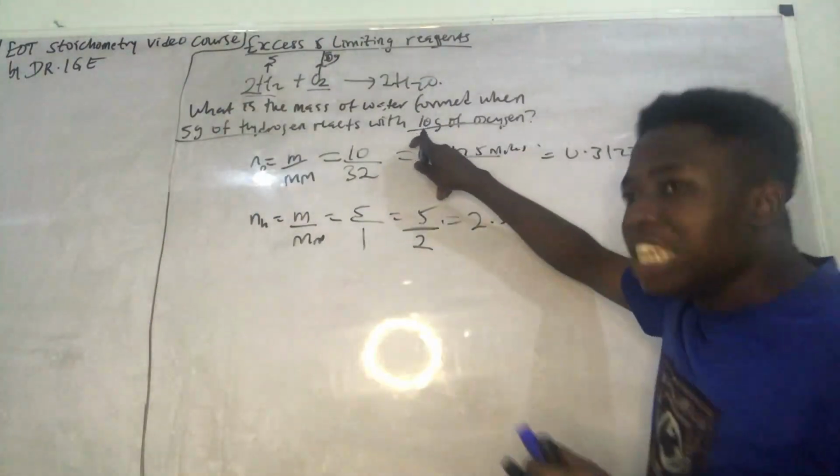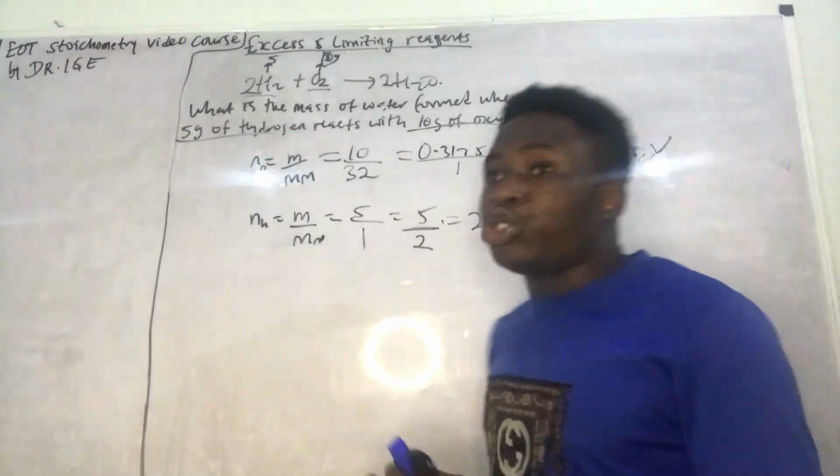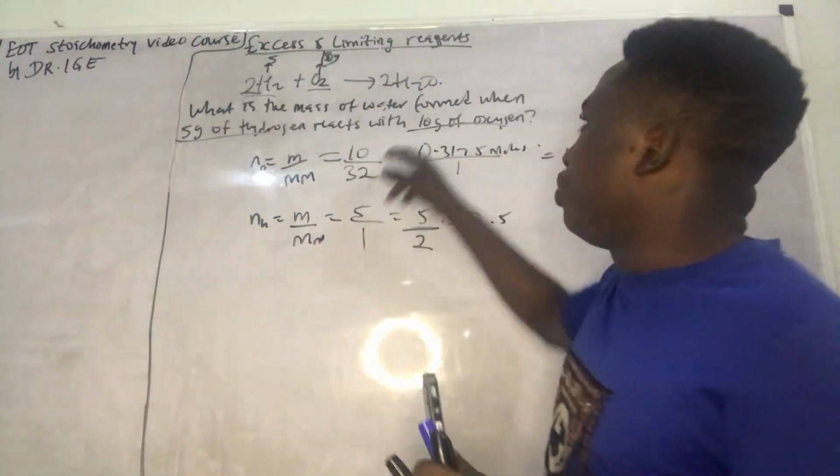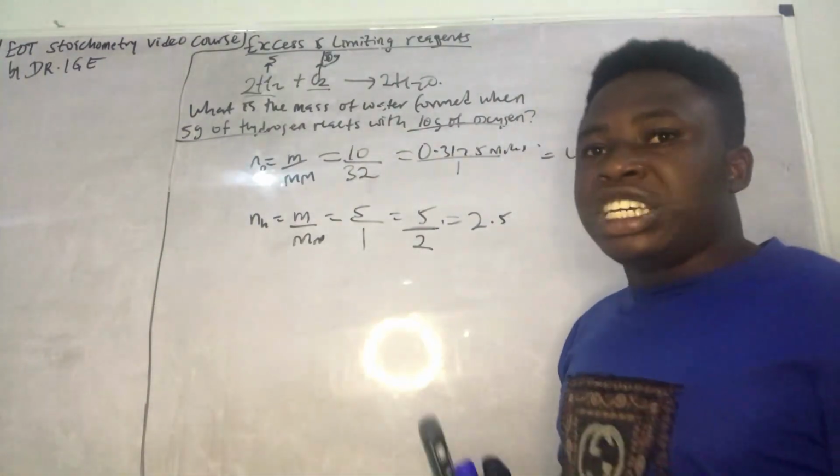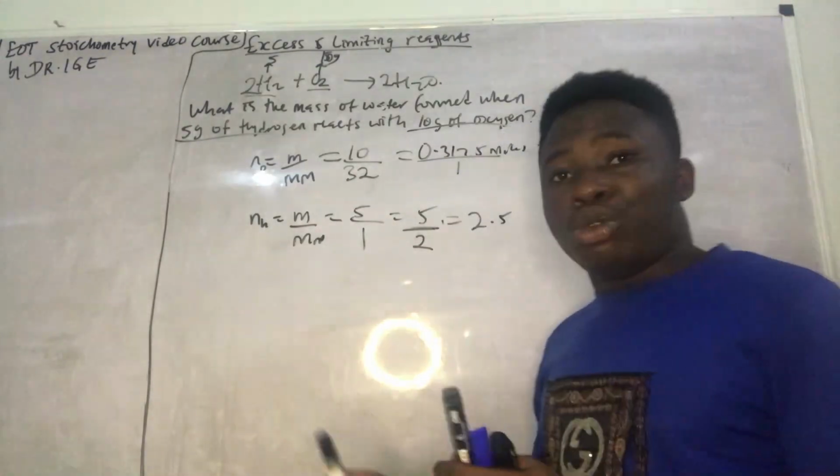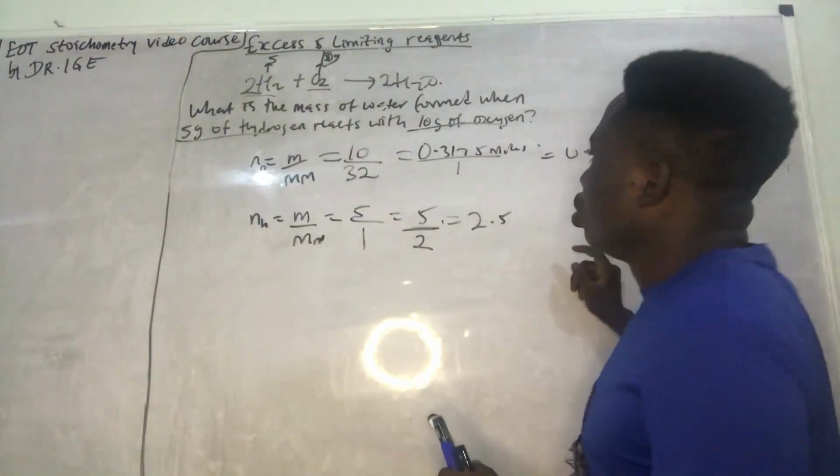Oxygen. But you see that here, hydrogen has a greater mass. So somebody who doesn't know how to solve this will think this oxygen is the excess reagent. No, it is not a function of the mass, concentration or volume. It is a function of what? The number of moles. So look at how we did it.